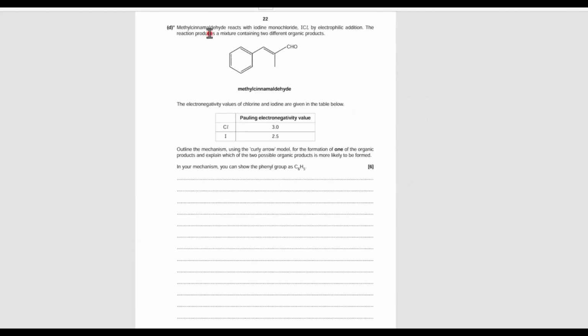So, methyl cinnamaldehyde reacts with iodine monochloride, ICl, by electrophilic addition. The reaction produces a mixture containing 2 different organic products. Here we've got methyl cinnamaldehyde. Electronegativity values of chlorine and iodine are given in this table. This is the old Pauling scale. So, chlorine is more electronegative with a 3.0 and iodine 2.5. Outline the mechanism using the curly arrow model for the formation of one of the organic products and explain which of the 2 possible organic products is more likely to be formed in your mechanism. You can show the phenyl group as C6H5.